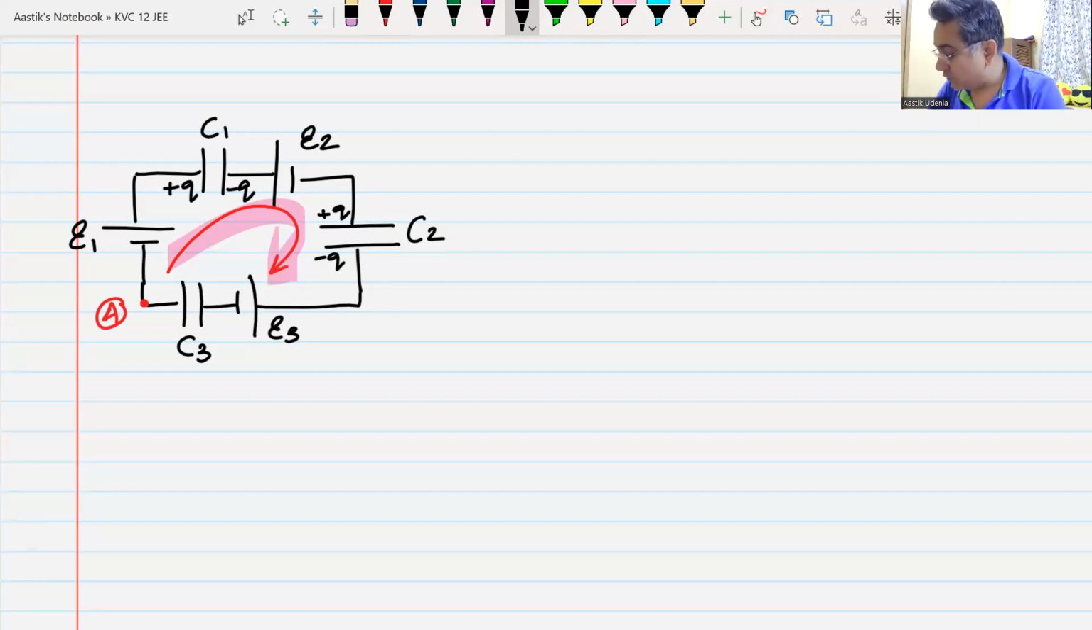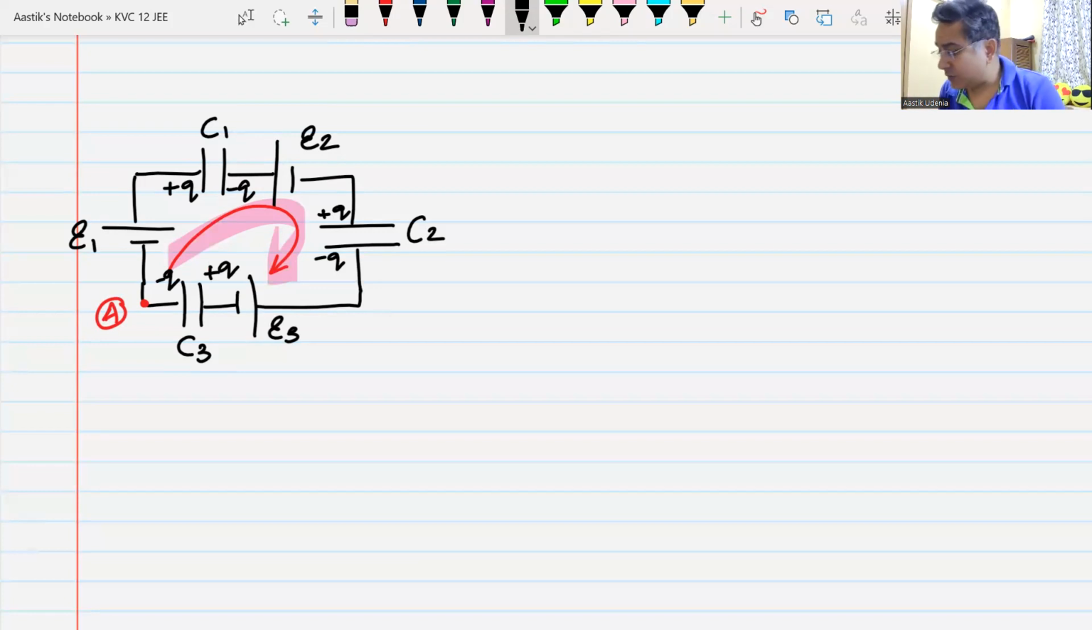Then again, I move. I see the battery. Again, I see a capacitor. I call this plate as positive and I call this plate as negative. The next question that you can ask, sir, why have you given similar charges? Because all the capacitors were initially uncharged and finally they will have the same charge. I know it. You should also know it.